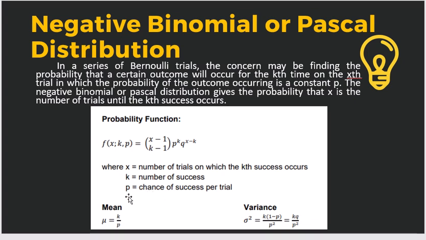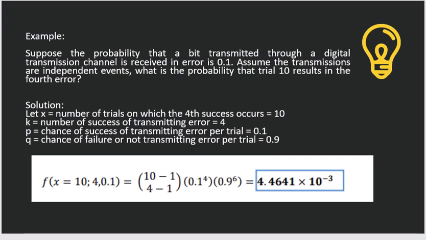So by the given mean, you have your k over p, and your variance is k times quantity 1 minus p over p squared, which is equal to kq over p squared. So let's have a given example.